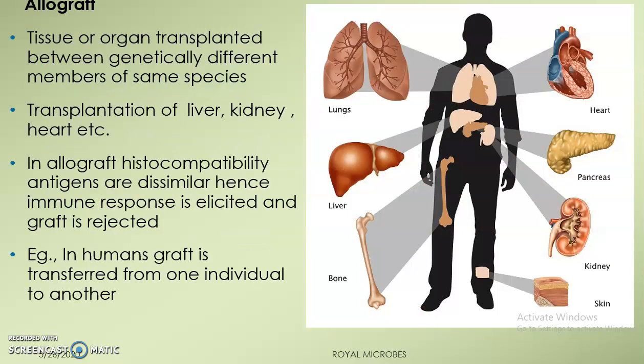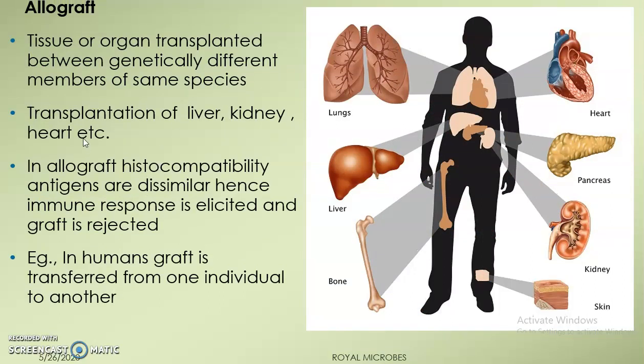Third one is allograft. In allograft, tissue or organ is transplanted between genetically different members of the same species. This type of transplantation is widely seen nowadays. For example, transplantation of liver, kidney, heart, bone marrow transplantation, lung transplantation, etc. are widely employed in medical science for treating many persons with impaired organs.